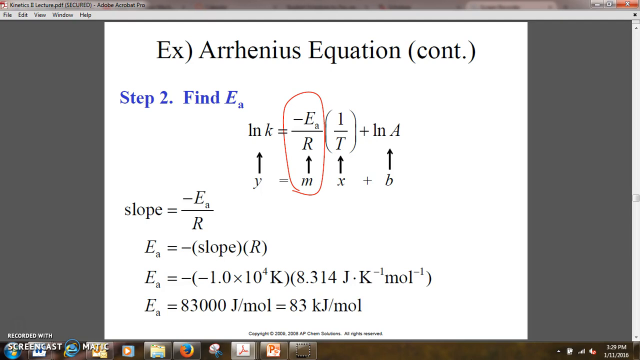So I don't think we have to worry so much about the equation, but understand that the slope is equal to the negative activation energy over the R value. And so if you have a graph and you're able to find the slope, you can easily calculate the activation energy of that reaction.